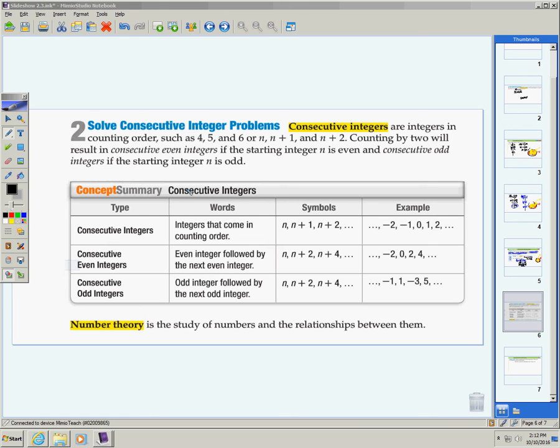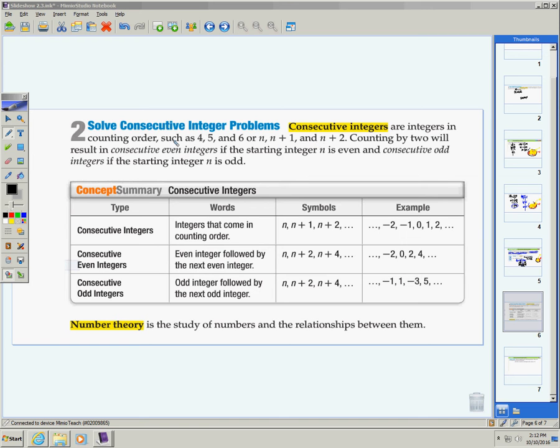Are consecutive integer problems. And these problems are actually kind of fun, I think. Consecutive integers are integers in counting order, such as 4, 5, 6, or n plus 1, n plus 2. Okay, these are just numbers that are in order.